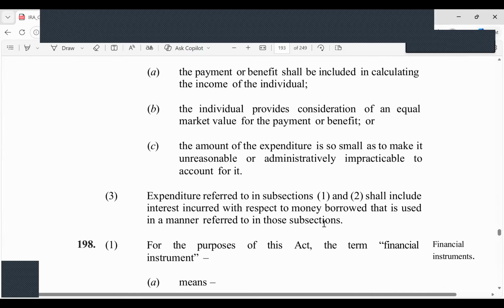Up to now I have explained the expenses that are not allowable as a deduction when we are calculating business income or investment income. Then we can move to the next set of slides. So prior to that, you can ask questions if you have.